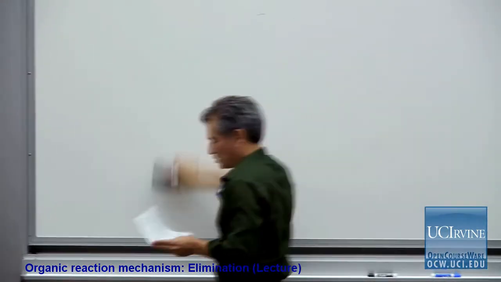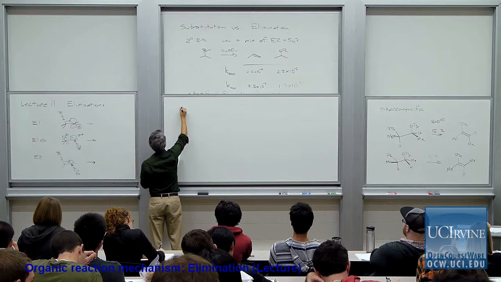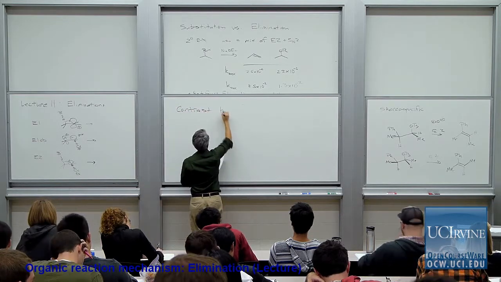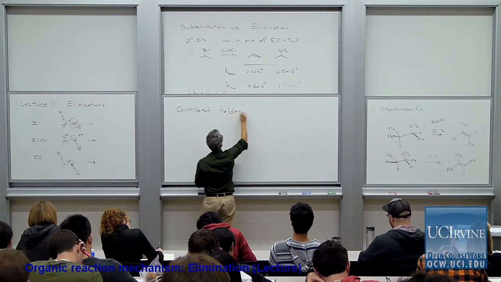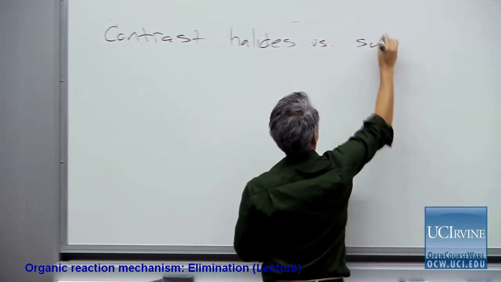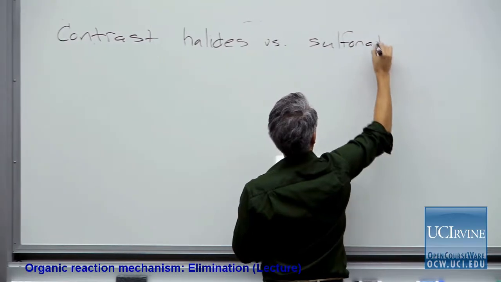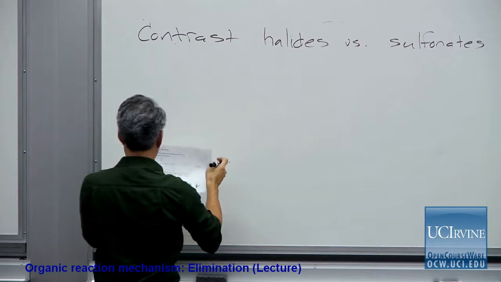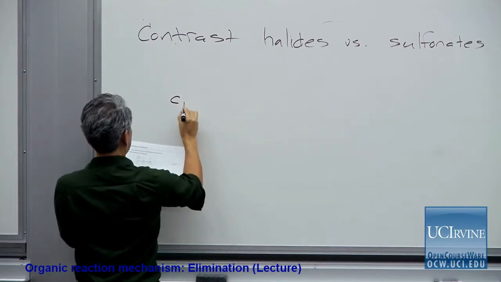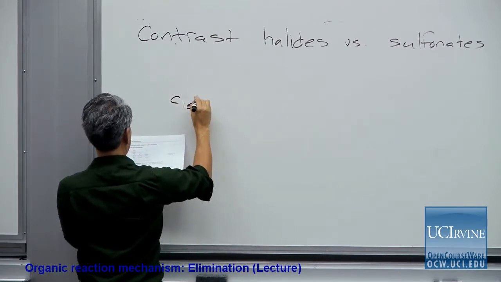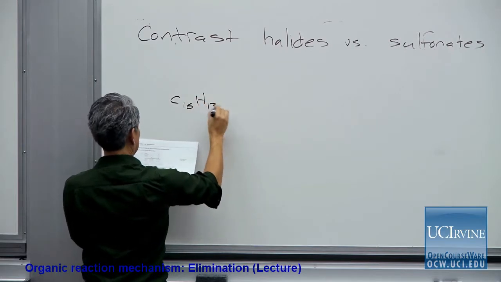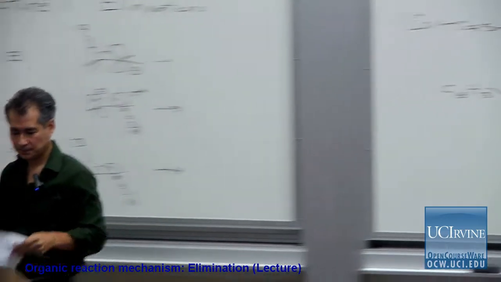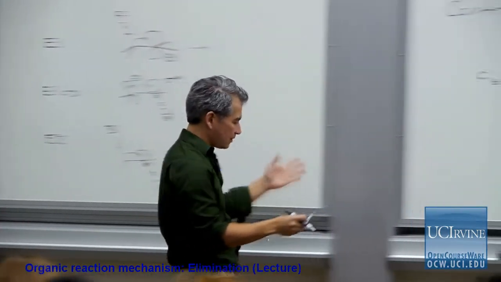Okay, I want to compare the two most common leaving groups. Because they're not equal, and you have a choice in organic chemistry what you make. I'm going to show you a reaction here. So this is just a long straight chain alkane with 18 carbons. And at the end we have some sort of a leaving group.